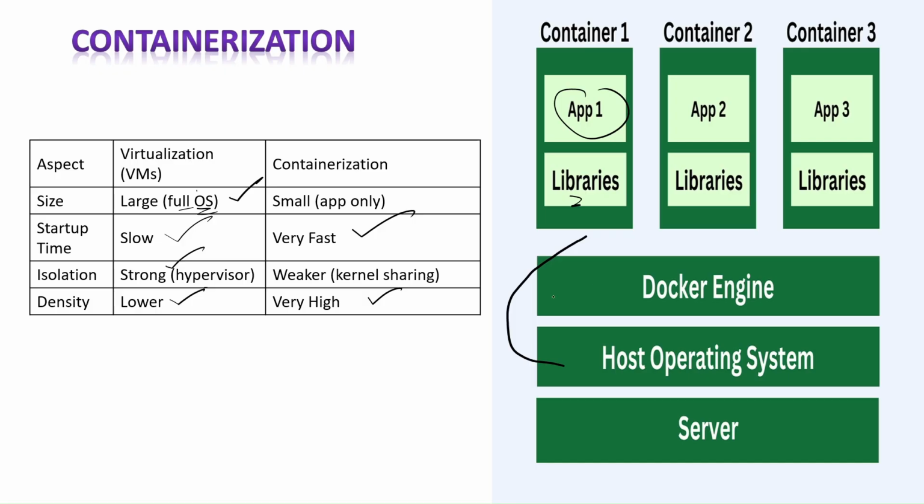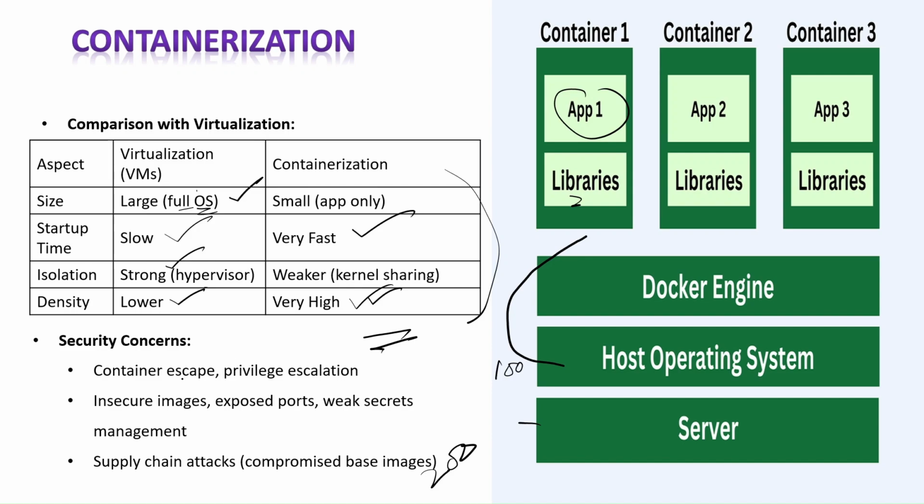Density means that, let's suppose you can deploy 100 VMs on this specific server, you may deploy 200 containers on the same server, because the containers require fewer resources, so their density is high.